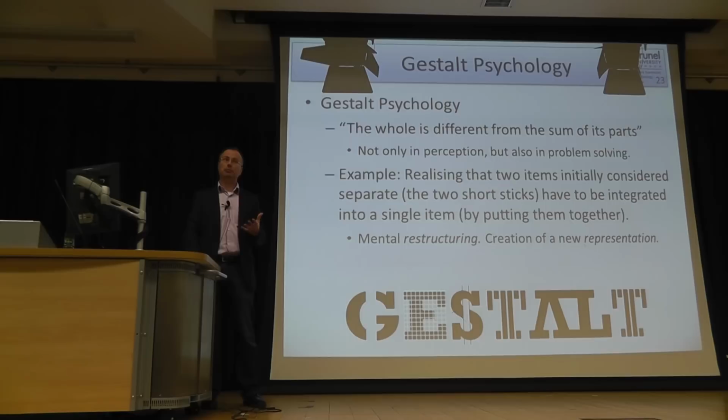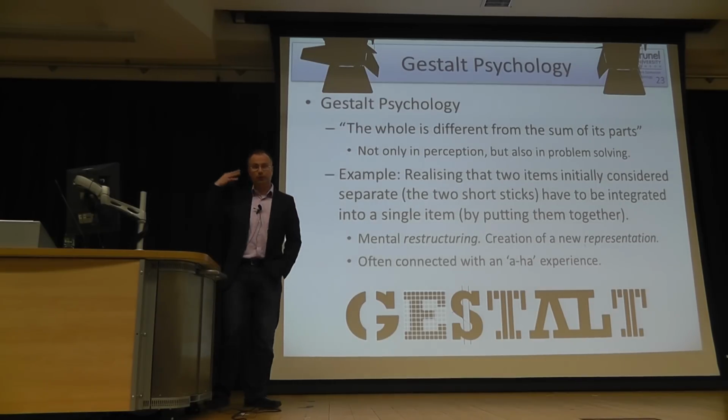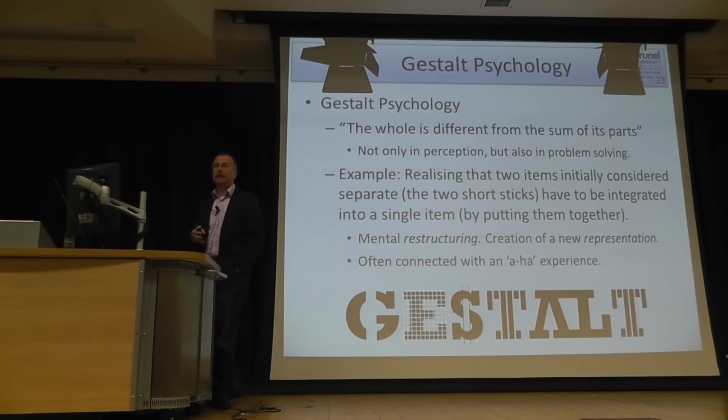And the same is true in the problem space. We have two individual sticks and we can combine them into a long stick. Or we have individual boxes and we can combine them into a stack that high, then we can climb on that and reach the fruit. And this mental restructuring, or the creation of a new representation, is often accompanied by an aha experience.